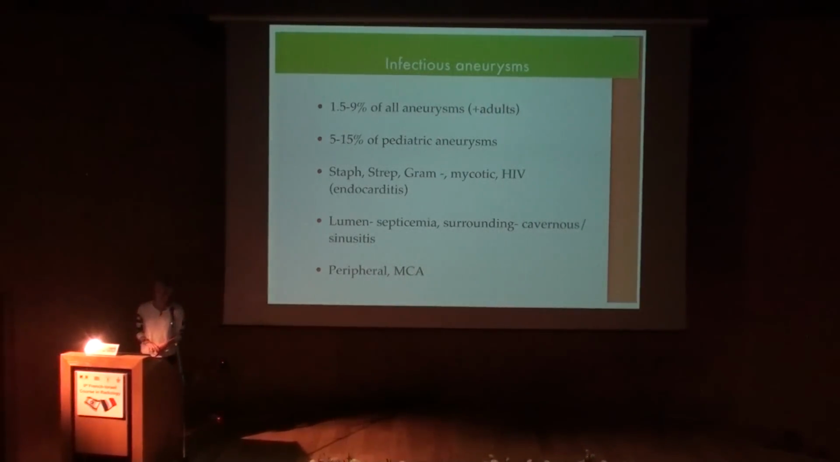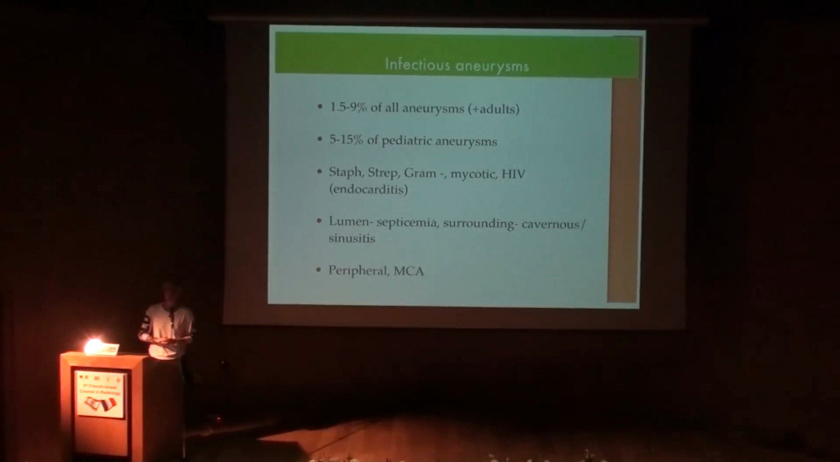Okay, infectious aneurysms. Again, in adults it's between 1 to 9% of the aneurysms. In kids, it's much more, about 15% or even more of the aneurysms. The most common cause is staph, although we used to call them mycotic. Usually it's staph, but then it's strep and gram-negative, and also mycotic aneurysms.